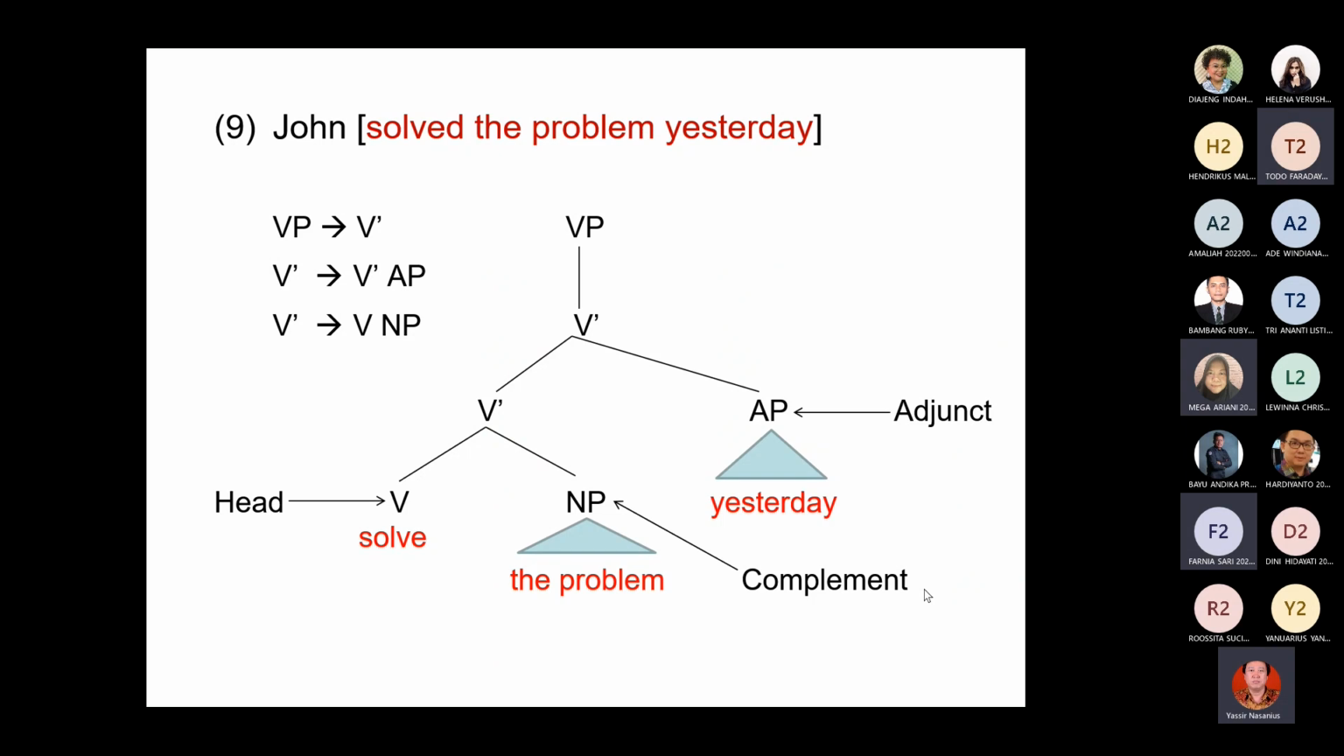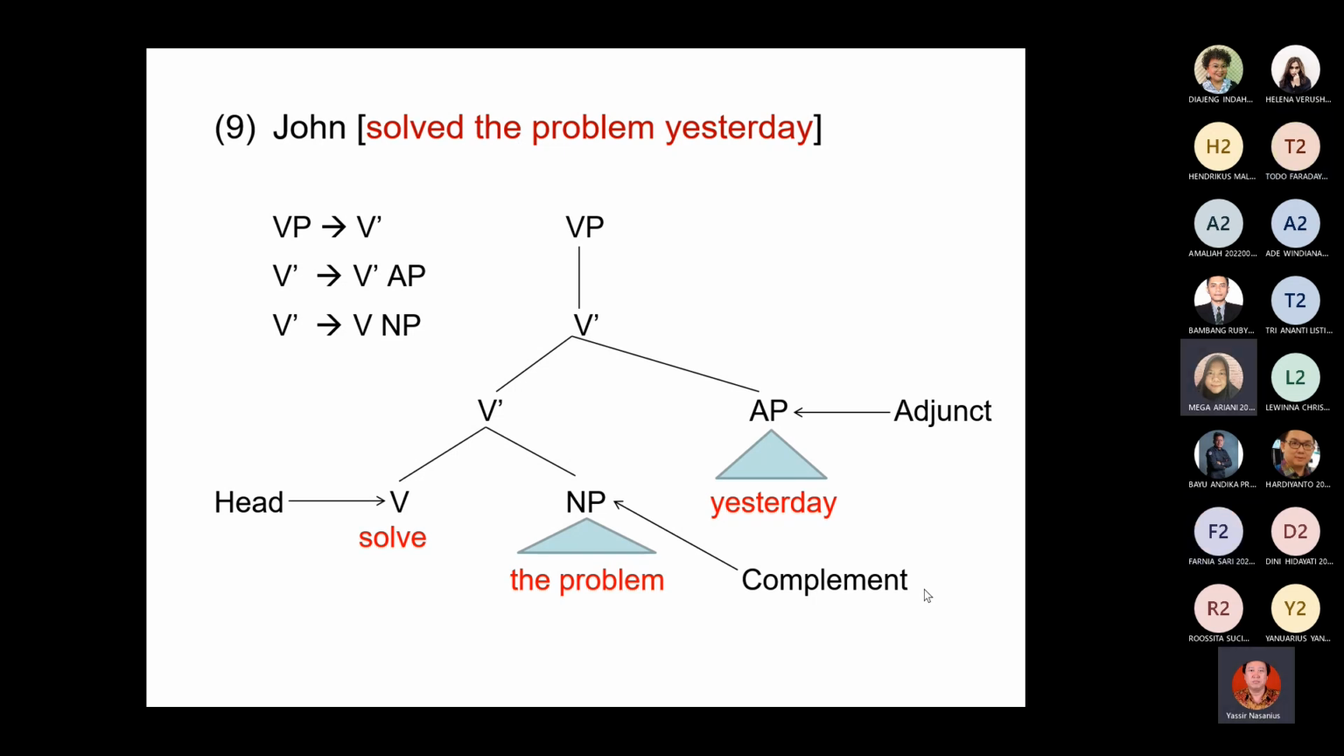If you don't have the constituent, the problem, your phrase will not be complete. That's why the NP, the problem, and the AP, yesterday, should have different positions in your tree.